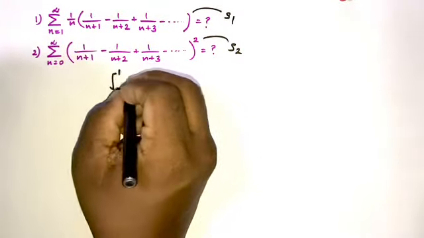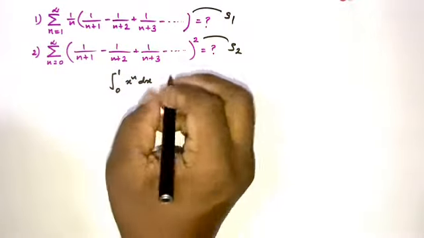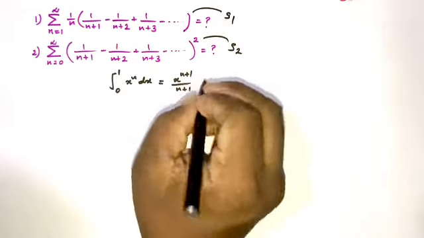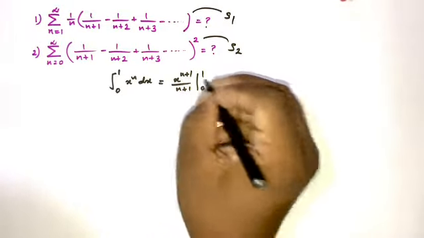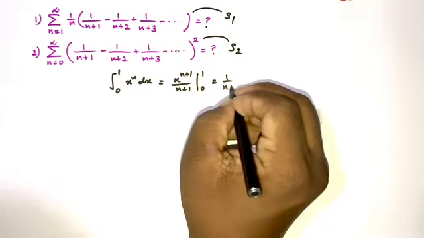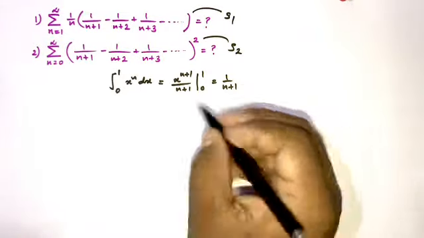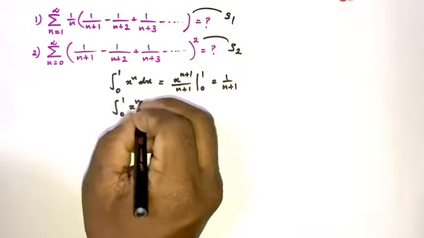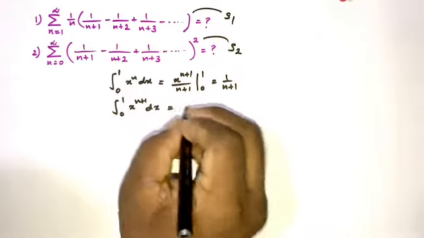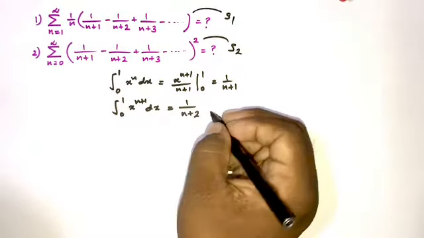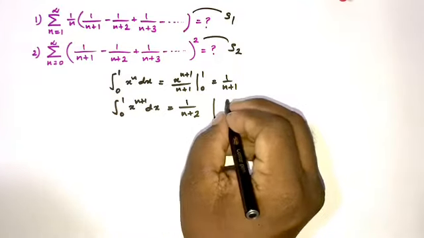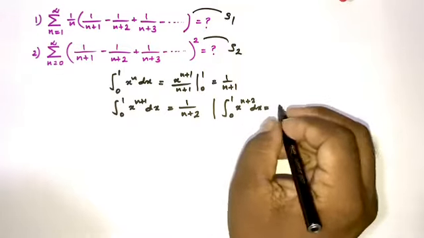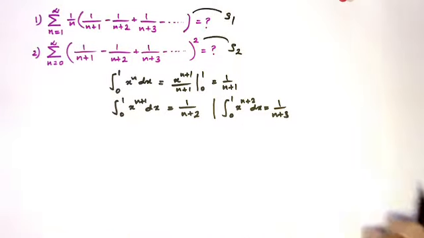Integral from 0 to 1 of x to the n dx, and we know the general power rule, x to the n plus 1 over n plus 1 from 0 to 1, and if we apply the limit here we have 1 over n plus 1. Then if we take the integral from 0 to 1 of x to the n plus 1 dx, we know this is equal to 1 over n plus 2. Also, the integral from 0 to 1 of x to the n plus 2 dx is equal to 1 over n plus 3.